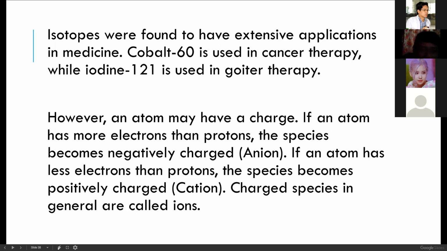Isotopes are found in extensive application in medicine, like cobalt-60 used for cancer therapy, and iodine-131 used for thyroid therapy. However, an atom may have a charge. The one that I told you a while ago: if an atom has more electrons than protons, the species becomes negatively charged, or an anion. If an atom has fewer electrons than protons, the species becomes positively charged, or a cation. Charged species in general are called ions.